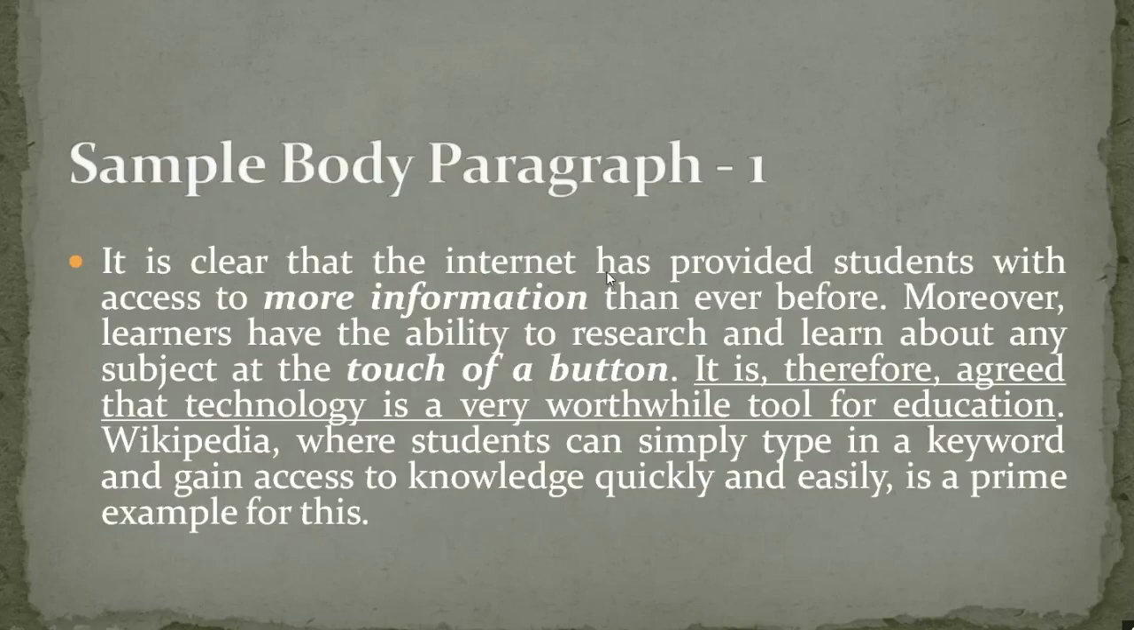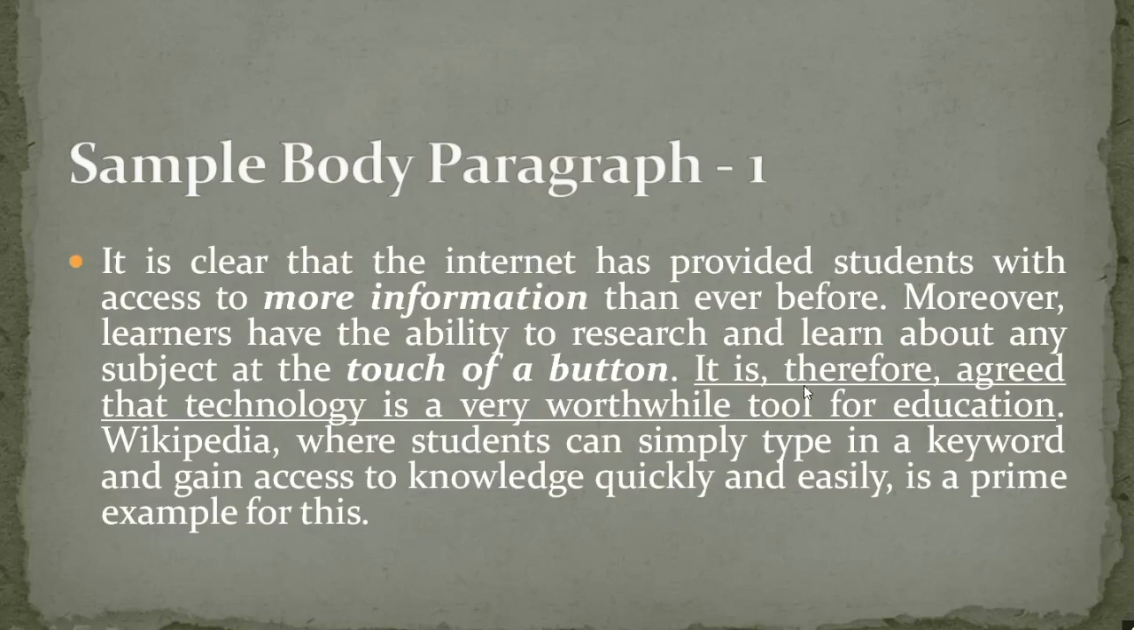It's clear that the internet has provided students with access to more information than ever before. This is your topic sentence in which you're talking about the fact that the internet has provided access to a lot of information. And now we have the explanation. Moreover, learners have the ability to research and learn about any subject at the touch of a button. We're adding information here. We have more information from the internet, and we can easily access this information at the touch of a button.